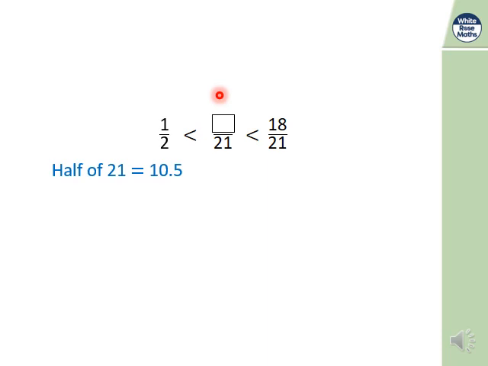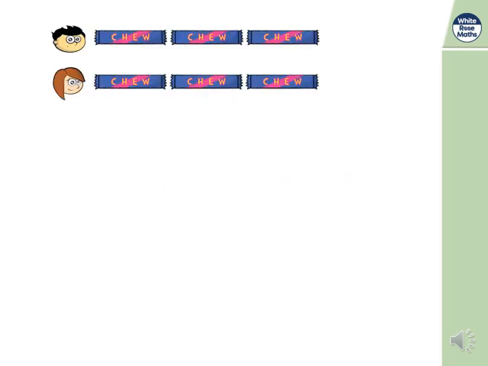Now we know that half of 21 is 10.5, and any integer between 11 and 17 could be a way that we could work it out, because it would have been very tricky to try and convert. So 12 could have been one that went there.